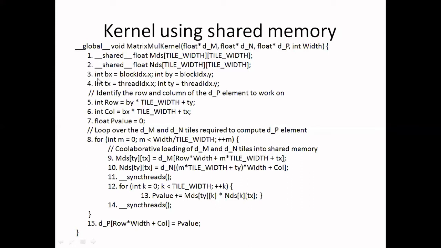So here, you are defining some automatic variables: bx, tx, by, and ty. These are the block index and thread index, dot x and dot y values. We will use these values several times here. Then you are defining the rows and columns. Here by into tile width plus ty, and tile width plus tx.